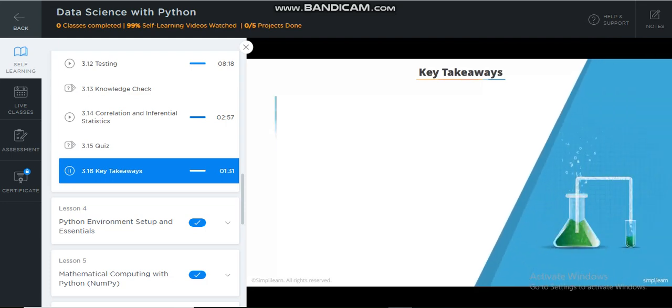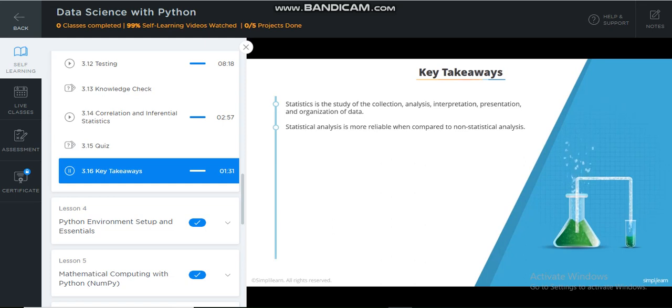Let's now quickly recap what we've learned in the lesson. Statistics is the study of the collection, analysis, interpretation, presentation, and organization of data. Statistical analysis is more reliable, as it is based on numbers and scientific analysis when compared to non-statistical analysis. Descriptive and inferential are the two major categories of statistics. Descriptive takes into account all the members of the population, while inferential uses only a sample.